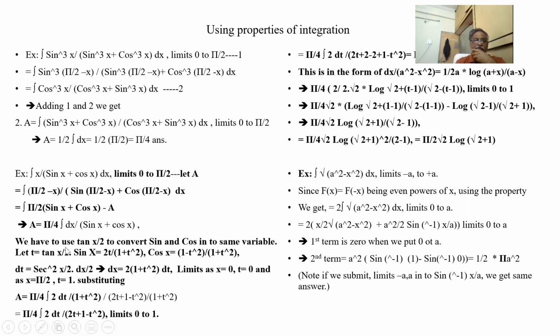So I'm using the general formula. Use tan x by 2 to convert sine and cos into the same variable. So t is tan x by 2. Sin x is equal to 2t by 1 plus t square. Cos x is equal to 1 minus t square by 1 plus t square. And dx is equal to 2 dt by 1 plus t square. The limits: x is 0, t is 0, and x is pi by 2, t is 1. When we substitute, what am I getting?